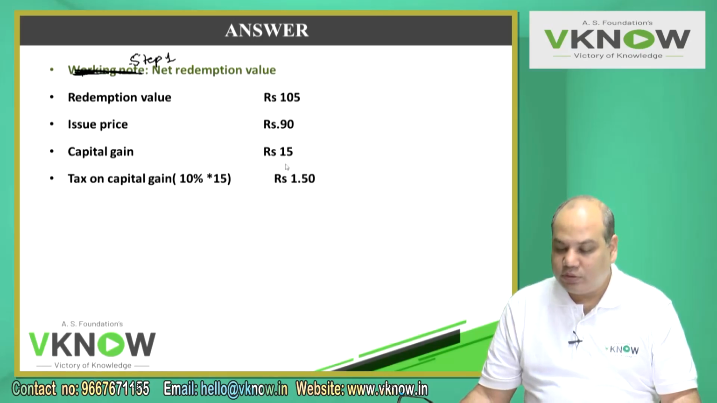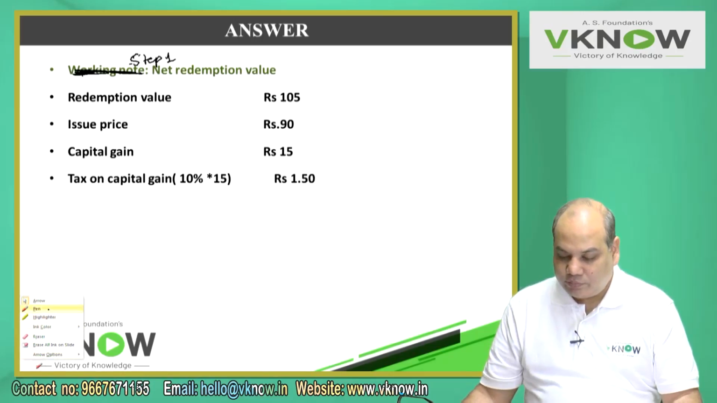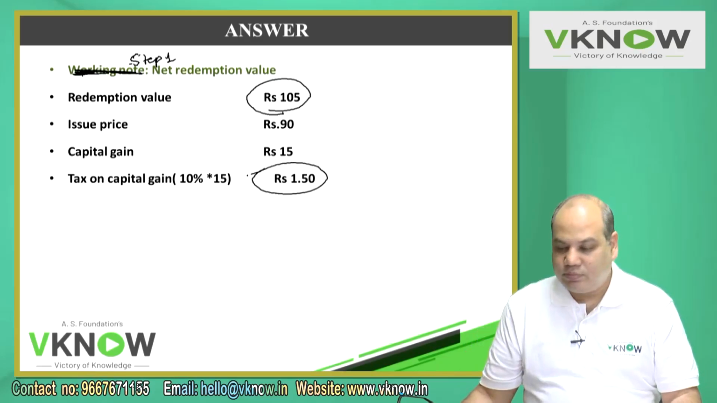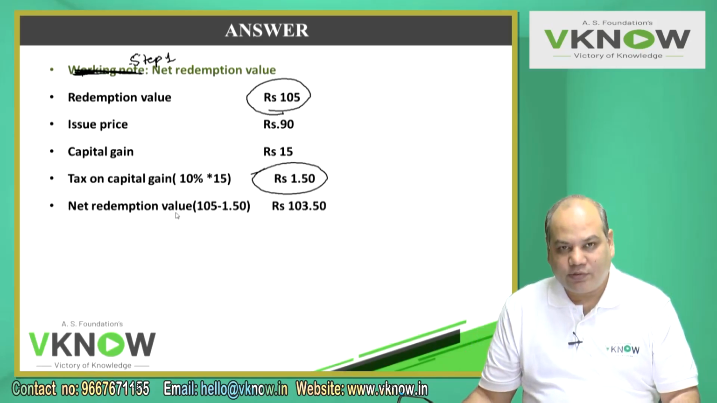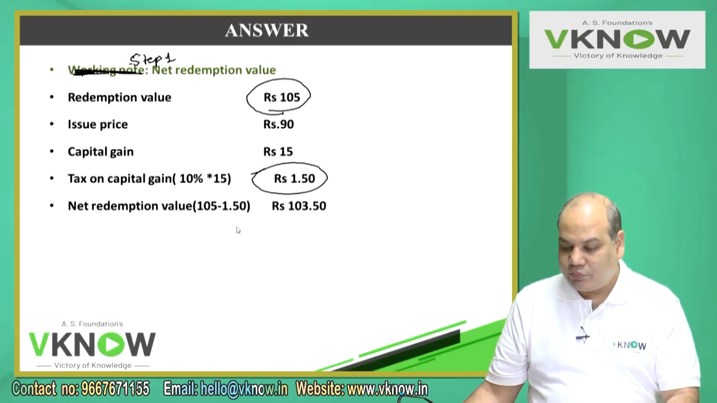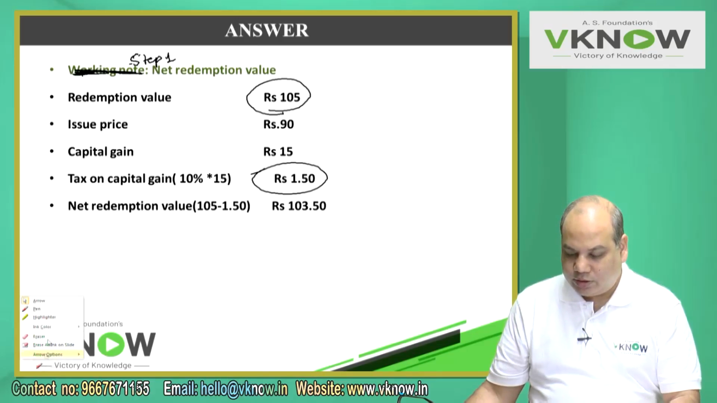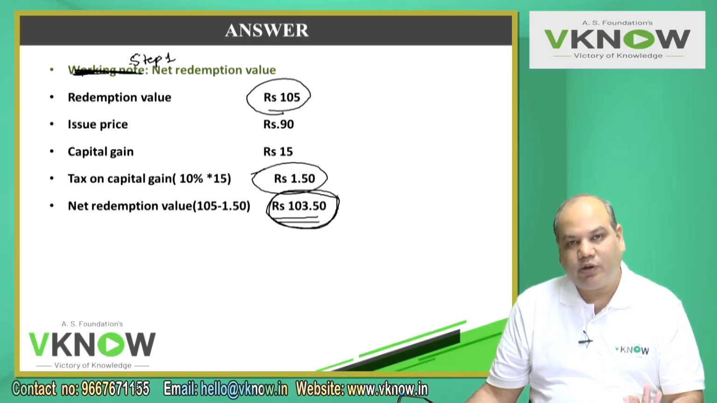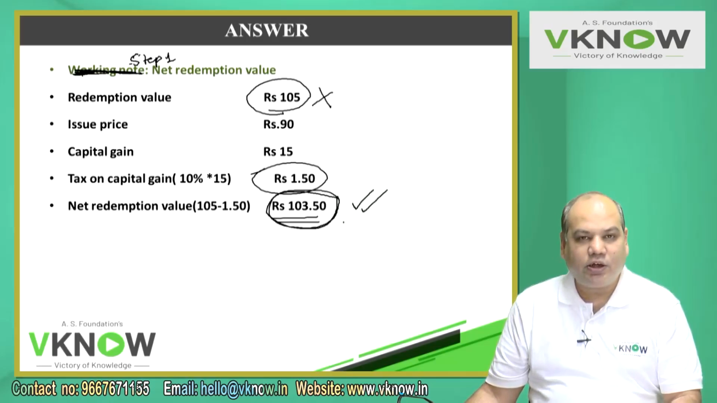So now tell me what is the net amount. You will receive from the company 105. You will pay tax to the government 1.50. So the net redemption value after tax will be 105 minus 1.50, which is equal to 103.50. So that is your net redemption value. For all further calculation now, in the formula net redemption value 103.50 will be taken. So forget this 105 now. For all calculation in future we will take 103.50.